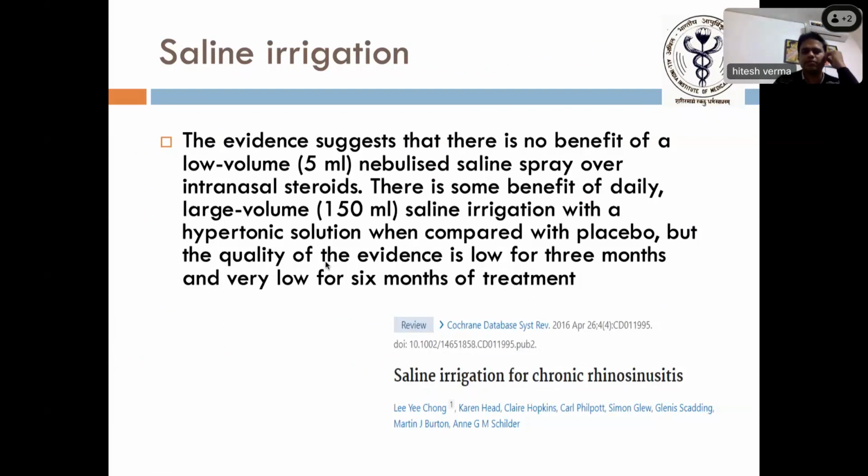But it can provide some psychological benefit. When we combine saline irrigation with the other medical management, it can remove the thick secretion, even the crust. So the patient may feel much better and the SNOT score may be much better. At present, saline irrigation is a part of treatment, but it is not proven.